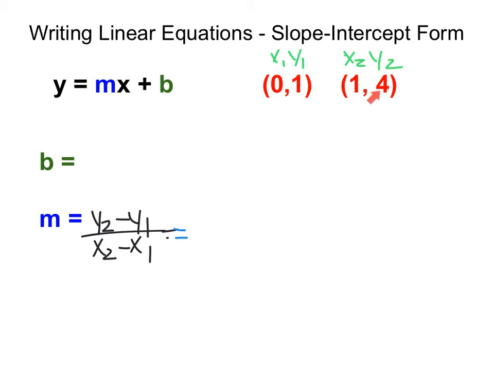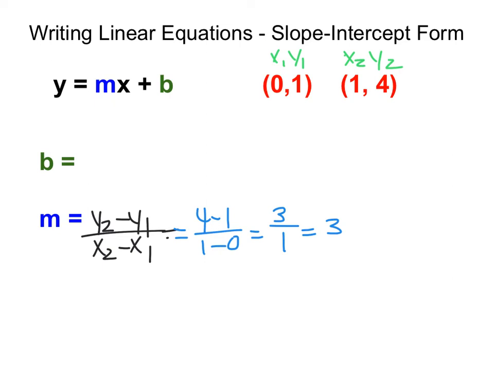So I have y2 is 4, y1 is 1. So I have 4 minus 1 over x2 is 1, x1 is 0, so 1 minus 0. Now let's just do the math. 4 minus 1 is 3, and 1 minus 0 is 1, and 3 over 1 is just 3. So my slope is 3. Now, how do you determine the y-intercept?